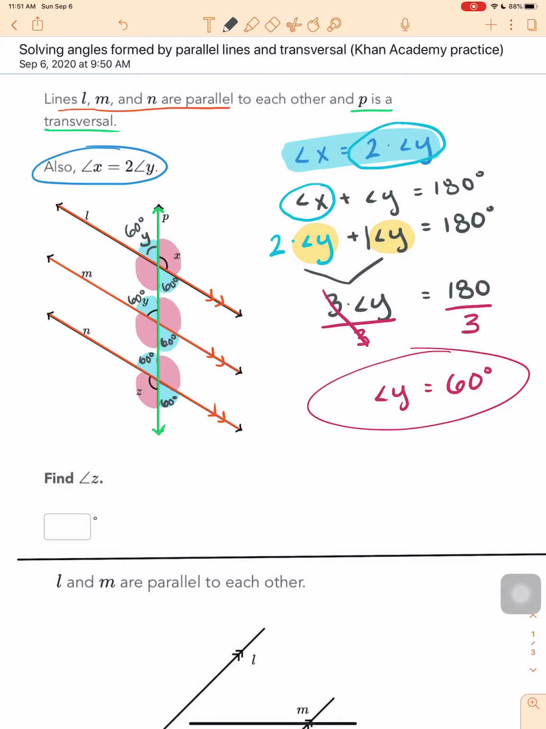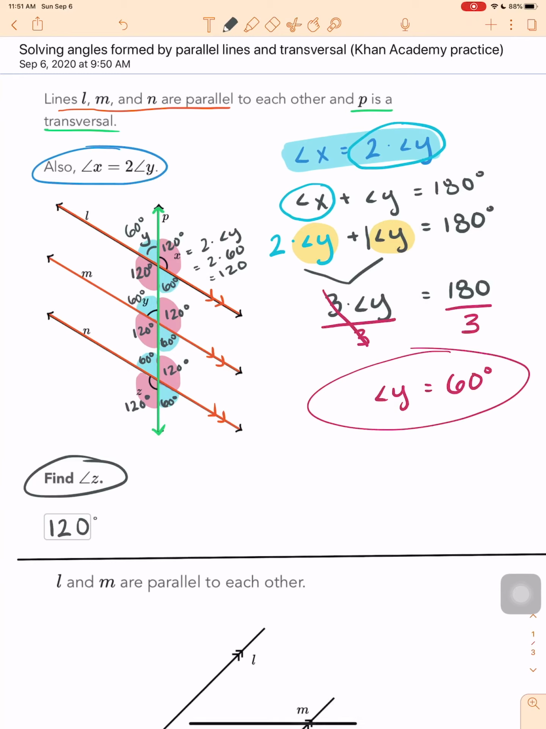And in order to find angle x, we know angle x is 2 times angle y. And if angle y is 60, we know it's 120. But you could have also just seen that, oh, well, they're supplementary, so all the pink ones must be 120 degrees in order to add up to 180 on that straight line. So you guys might have already realized, well, angle Z, way down below, is 120 degrees.